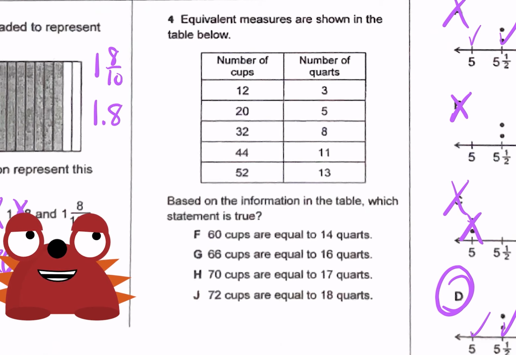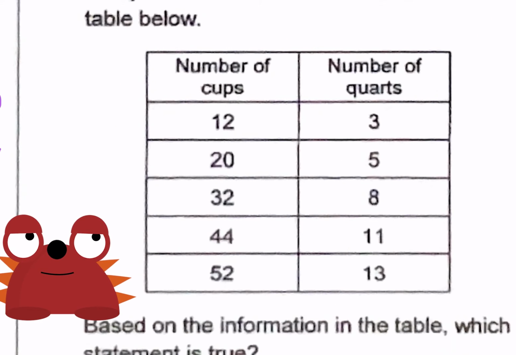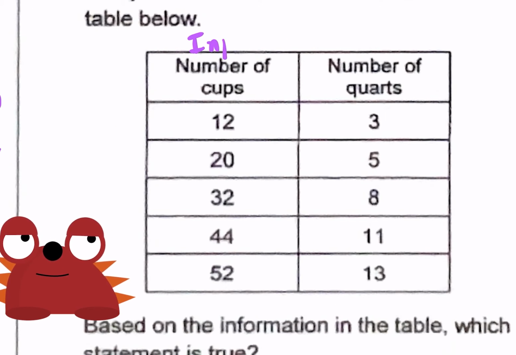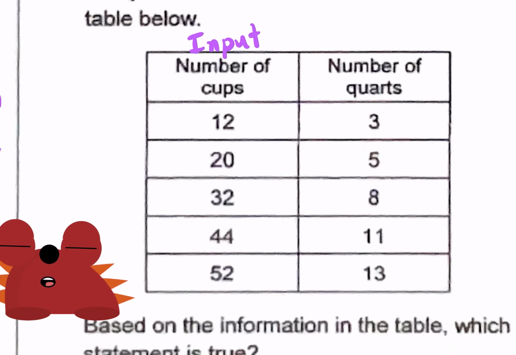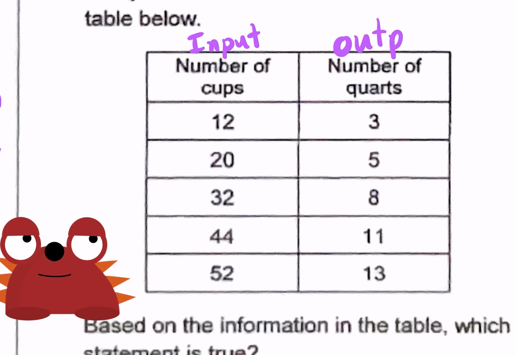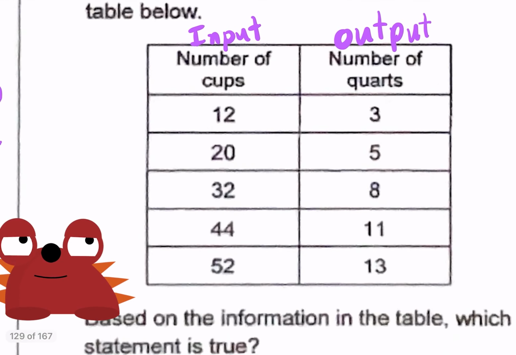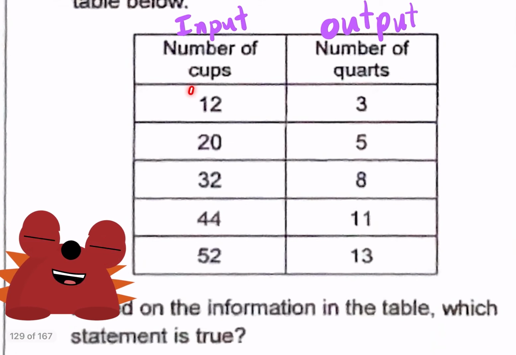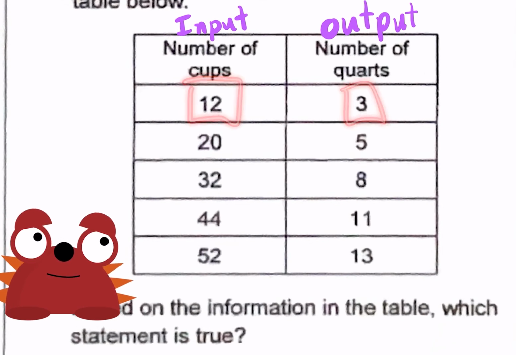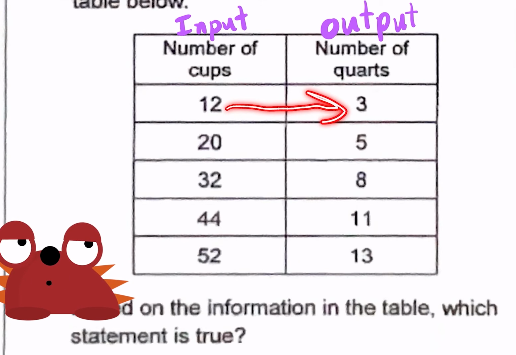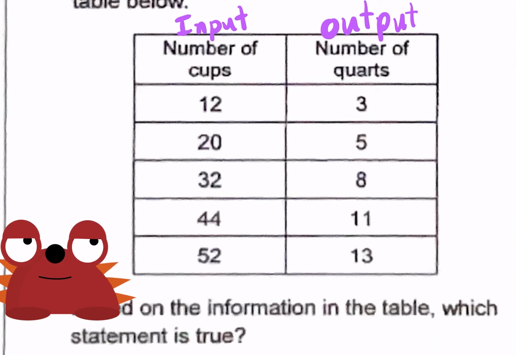So the first thing that we're going to do, we're going to label our table. Here we have our input, and here we have our output. And you're always going to ask yourself, how am I getting from my input to the output? Well, I noticed that the numbers are getting smaller, so I'm definitely going to have to subtract or divide. Let's try to do division.